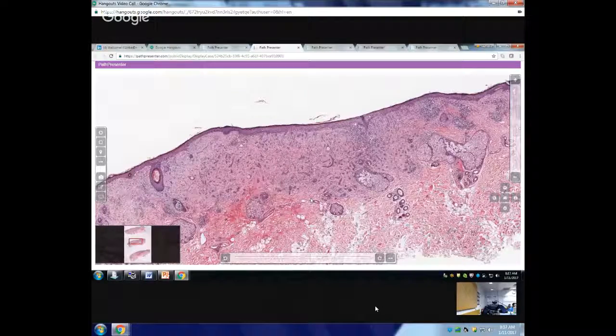So Dr. Singh, can there be a differential of syringoma here if it is a superficial biopsy?